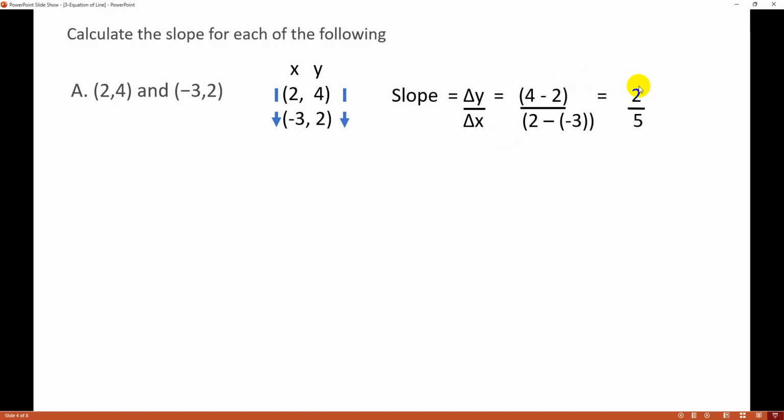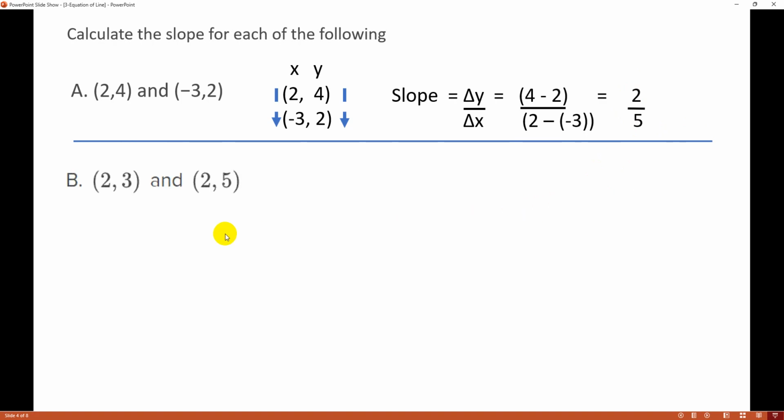4 minus 2 is 2, 2 minus -3 is the same as 2 plus 3, because -1 here, there is a 1 even though they don't put it there, times -3 will give you positive 3, and 2 plus 3 will give you 5. So that's the first example.